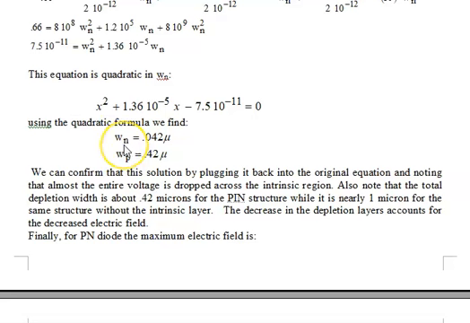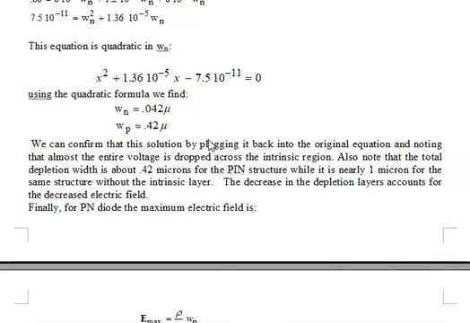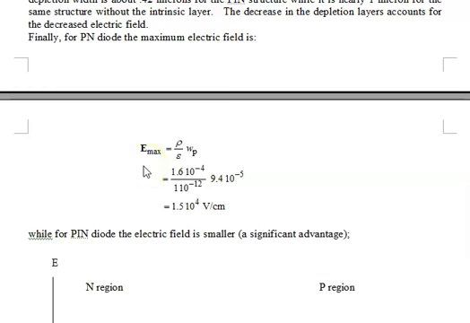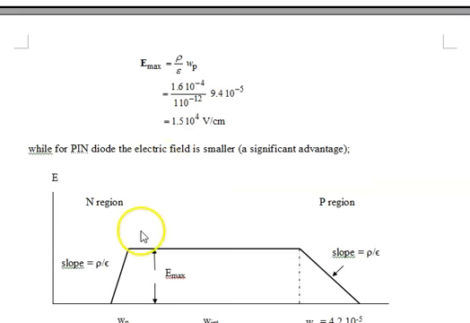Remember, Wn for the PN junction was about a micron. Here it is dramatically smaller, and there is a decrease in the depletion region, and that accounts for the decrease in the electric field. The electric field is just given by the charge density divided by epsilon multiplied by Wp. We put all that stuff in. That's Emax right here.